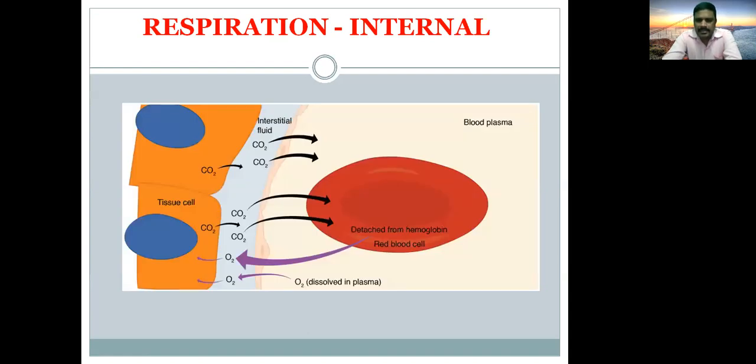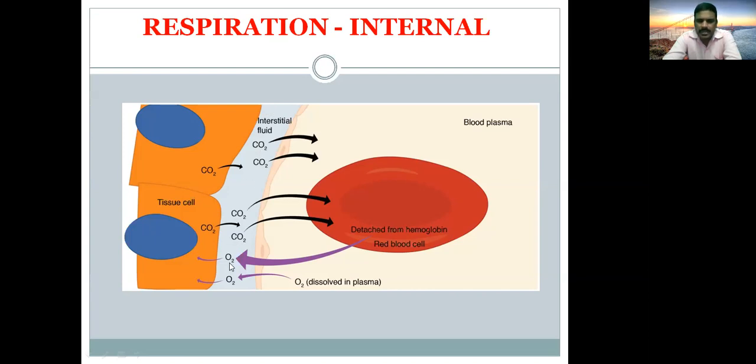Here in this diagram, we can see what happens in internal respiration. See, this is a tissue cell. Both these are tissue cells, and this pink one is a blood vessel wall. The blood vessel wall has endothelial cells, and all this is the blood inside the blood vessels. So this is blood plasma and this is RBC. RBC is bringing oxygen and releasing it into the tissue fluid. This is tissue fluid, also called interstitial fluid.